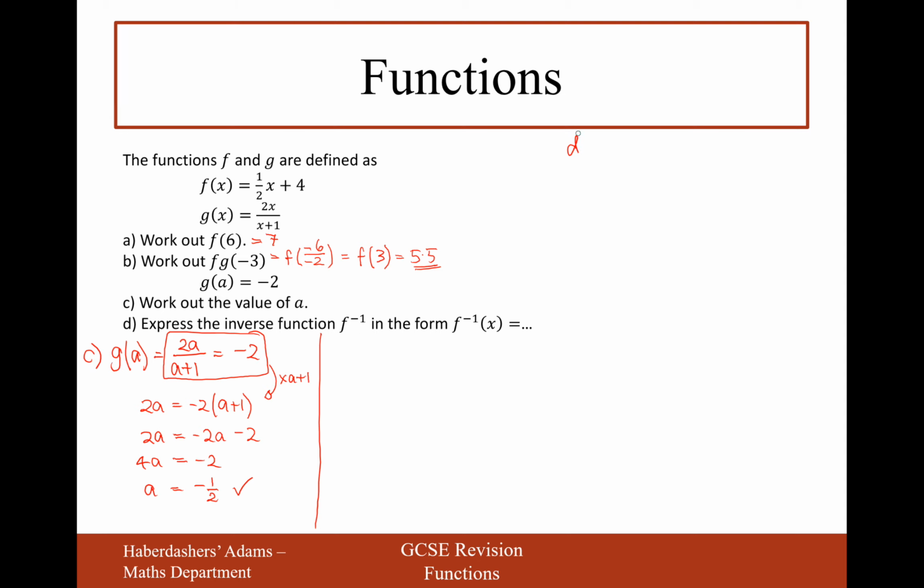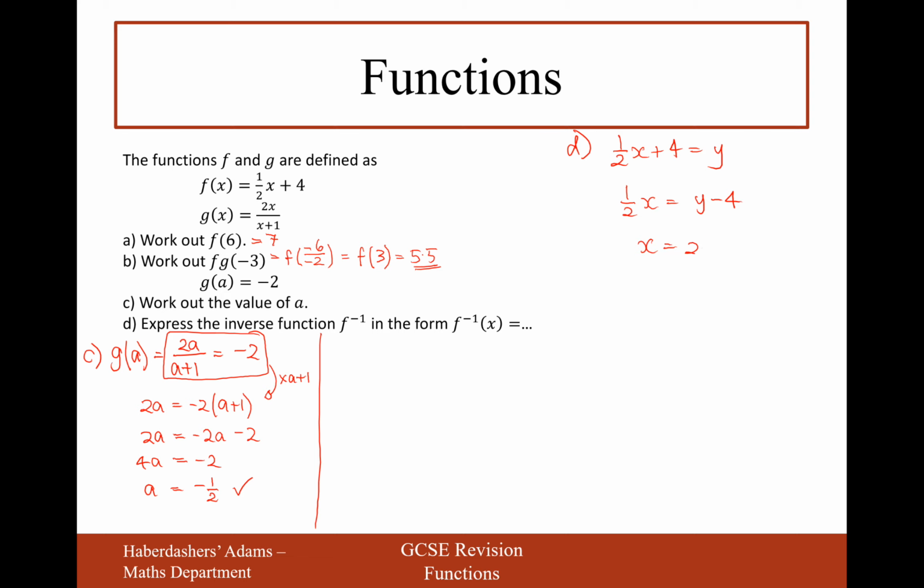Moving on to part D now. Express the inverse function of f in the form f inverse x equals. So this means take the f function and set it equal to the output letter. We'll give it an output letter of y, and then we'll rearrange it to make x the subject. How do we get rid of a half?